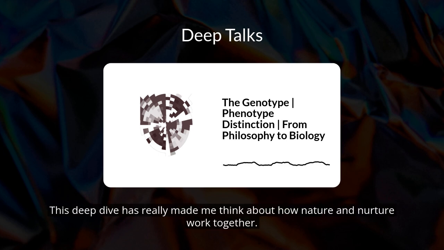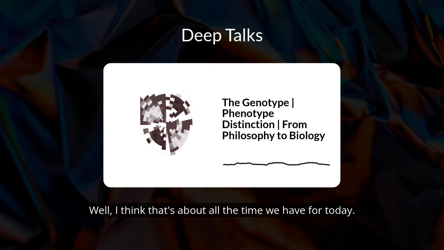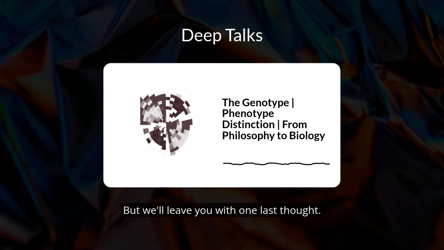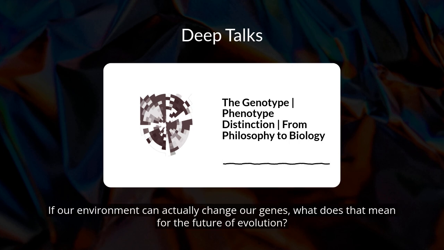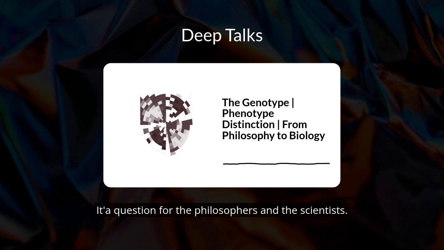I know this deep dive has really made me think about how nature and nurture work together to make each of us unique. That's an amazing thing. It really is. Well, I think that's about all the time we have for today. But we'll leave you with one last thought. If our environment can actually change our genes, what does that mean for the future of evolution? Ooh, that's a good one. Could we direct our own evolution? It's a question for the philosophers. And the scientists. For all of us to ponder.